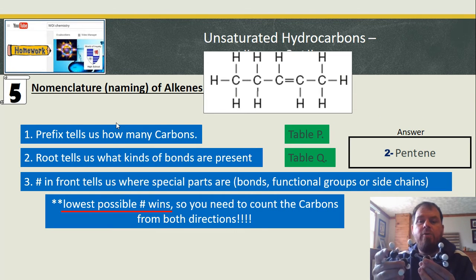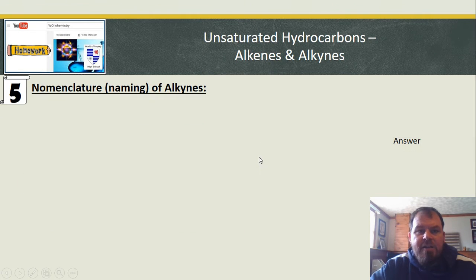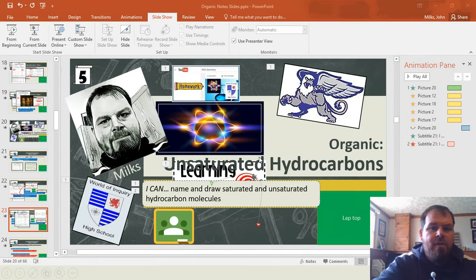Now, when you were to draw this thing from 2-pentene, you would probably put the spot on the second carbon. Now I just highlighted that with my mouse, and I don't know that it shows up.